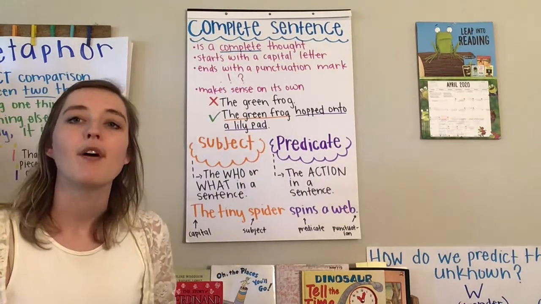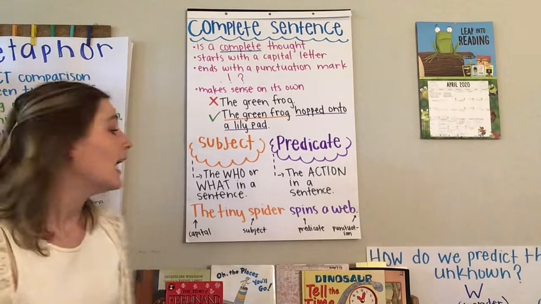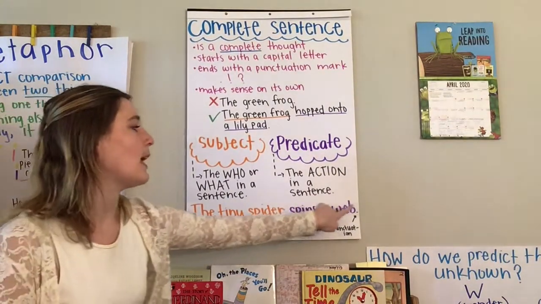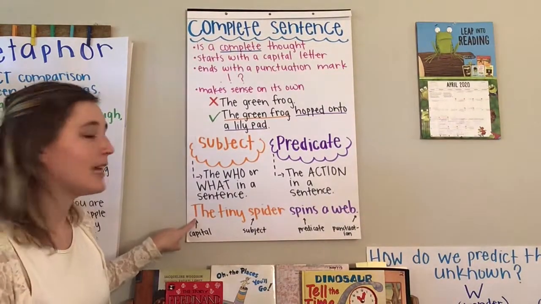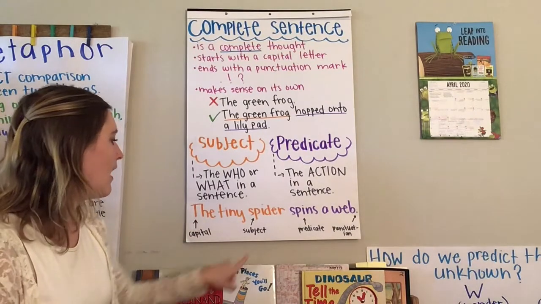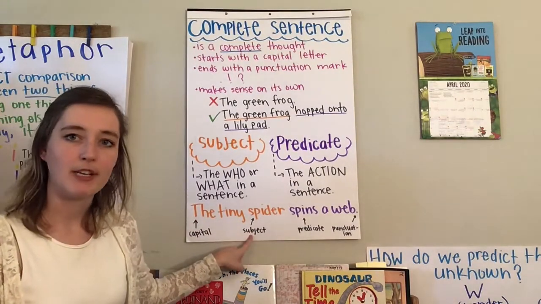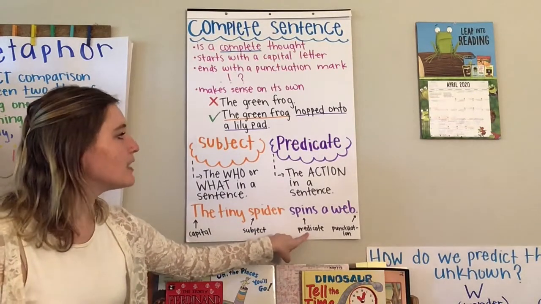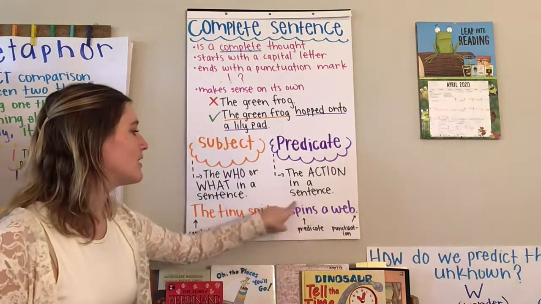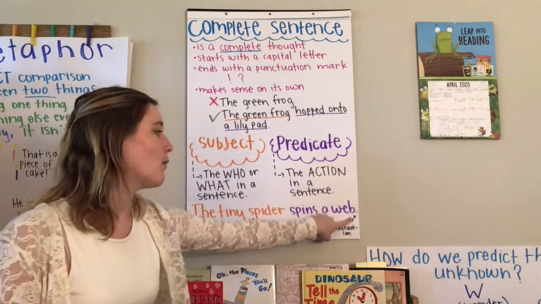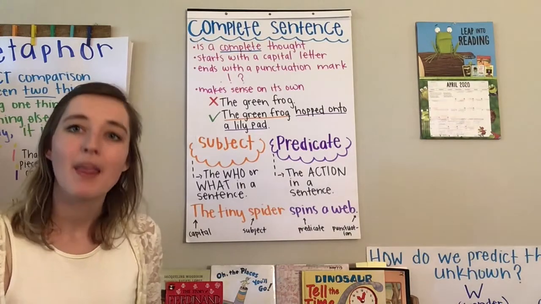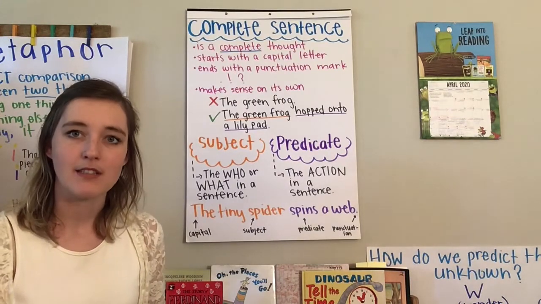So another example of a subject and predicate sentence is this one down here. It says, the tiny spider spins a web. Okay? It begins with a capital letter. The subject is my tiny spider. The who or the what. The predicate is the action. The action is the spider spins a web. And it has an ending punctuation, which is a period. That is a complete sentence.